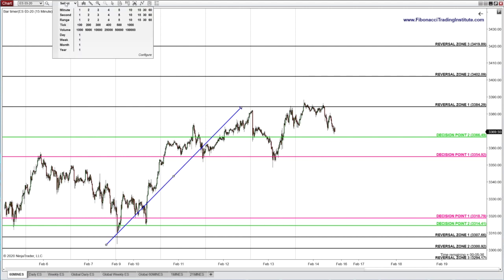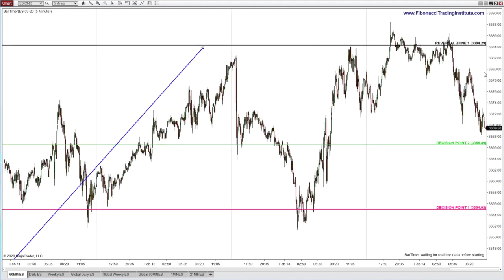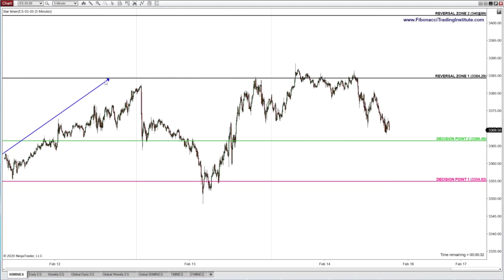And if I convert this chart to 5, the identical formula remains. This is a market of ultimate chop, ultimate pain for the last 2 days, especially Thursday and today. Pain.